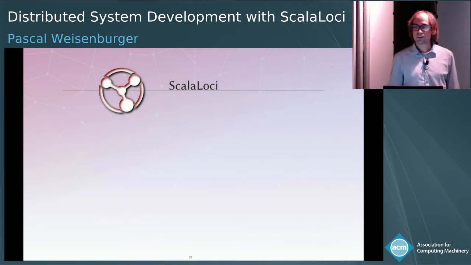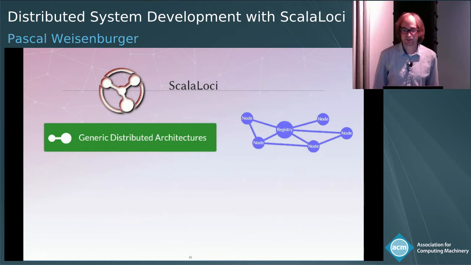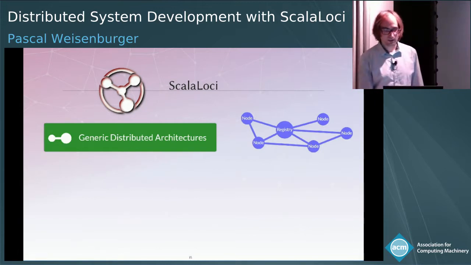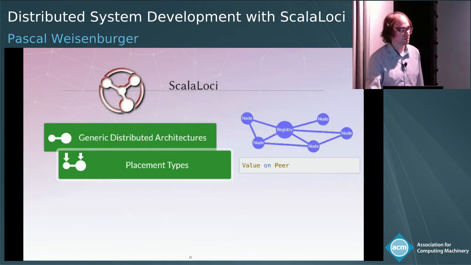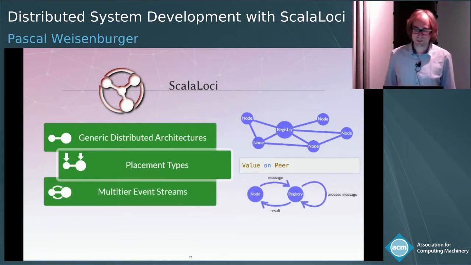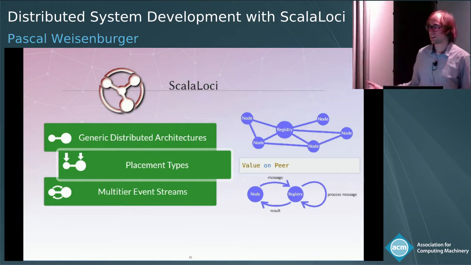Now let me conclude this talk. I presented ScalaLoci, a language for developing generic distributed systems using a coherent multi-tier programming model, where you can freely specify the distributed architecture, which allows you to place values on the specified peers using placement types and compose event streams across peers in a type-safe way that conforms to the architecture.